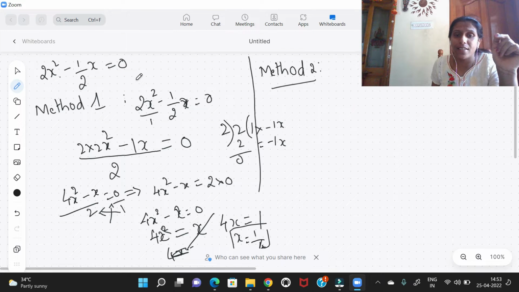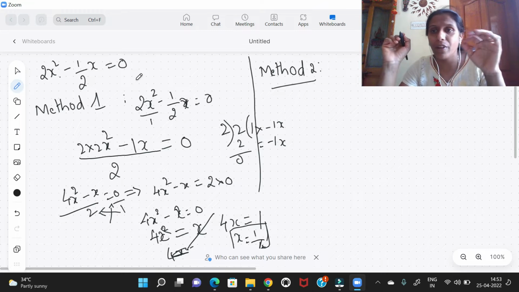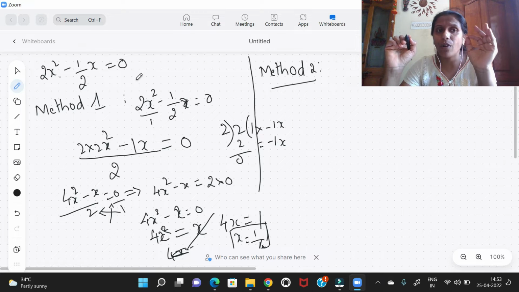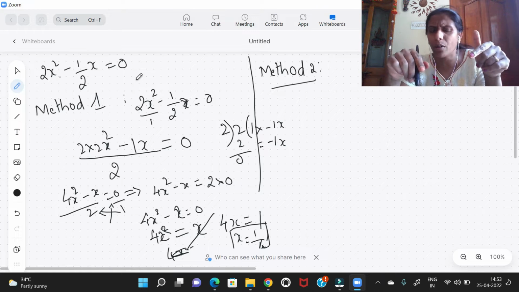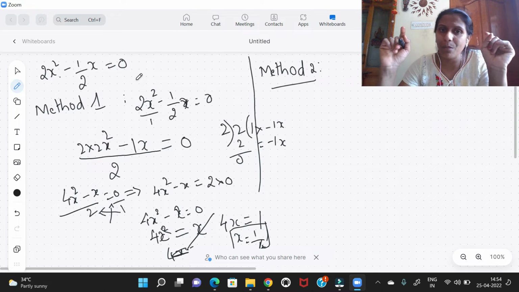Right? This is the answer. What did we do here? We went by the LCM method. LCM for what and what? The denominators. Why should I take the LCM? Because the denominators are different. What if the denominators are the same? There is no LCM required for it.